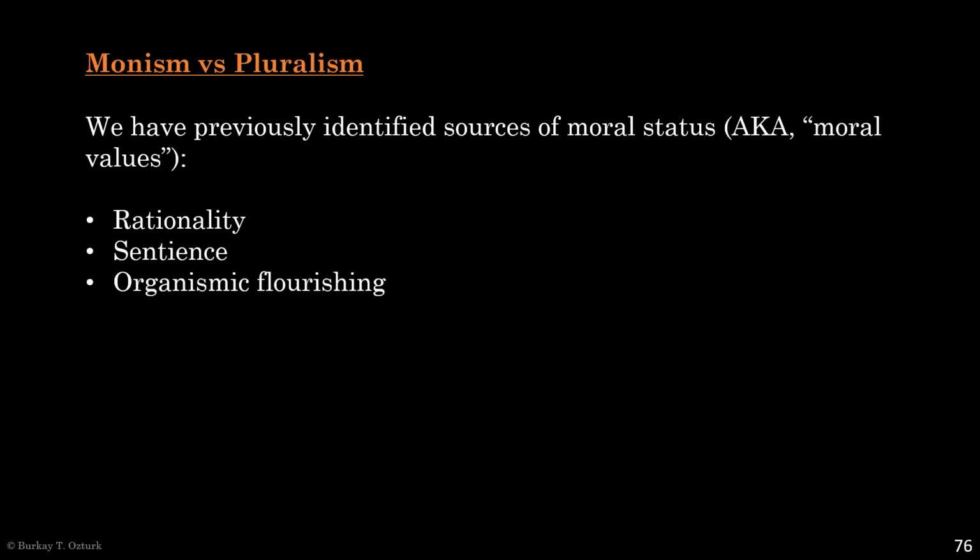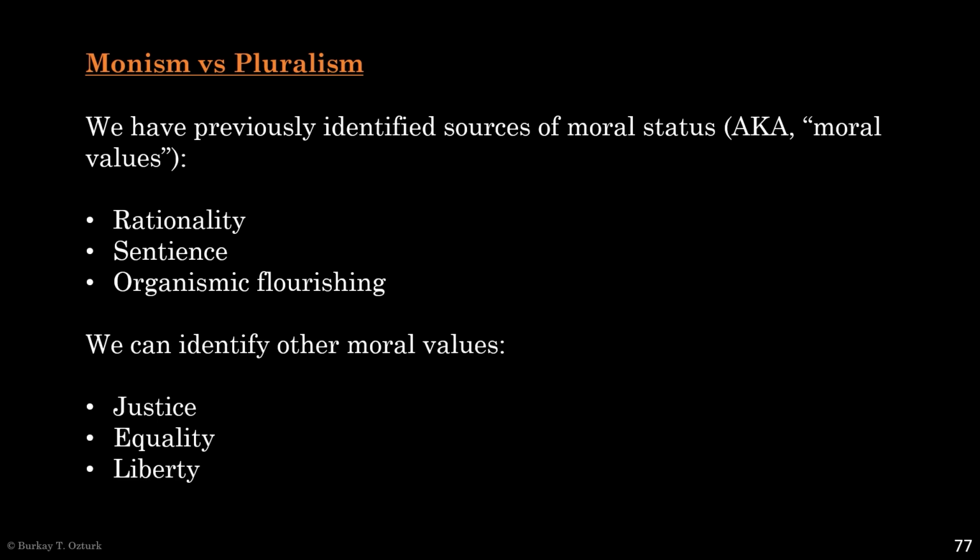Finally, there's the issue of monism versus pluralism. One can be a monist or pluralist in three different ways. The first is monism and pluralism about the sources of moral status, more commonly referred to as moral values. We have already identified three sources: rationality, sentience, and organismic flourishing. But we could identify many others, such as justice, equality, and liberty.